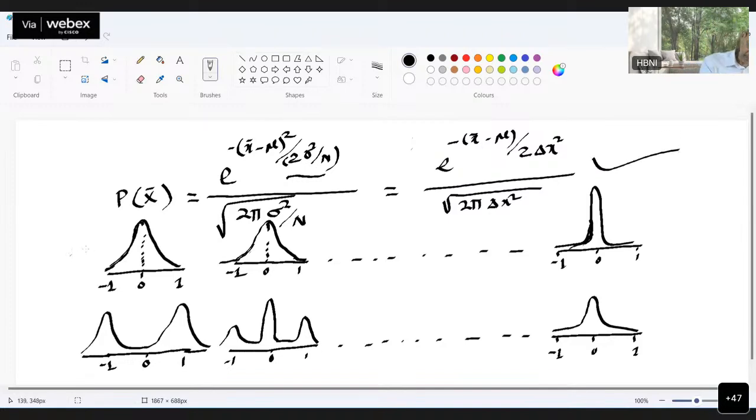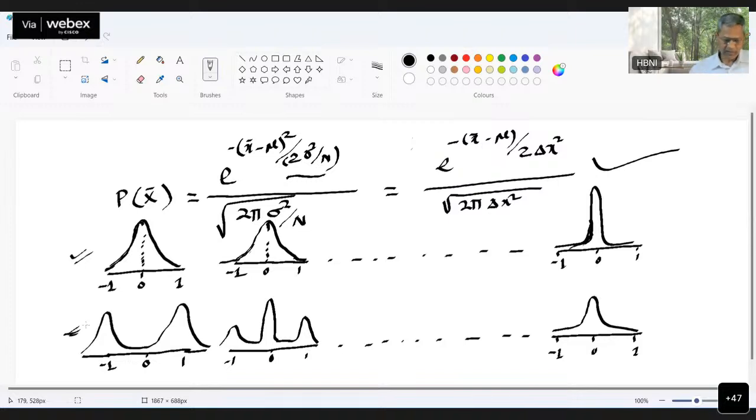So whatever may be your initial distribution, it may be 2 peaks or 1 peak or many peaks, but when you make multiple measurements and you want to plot the mean of those values, then you will see it will always be a normal distribution. And the more measurements you do, the more sampling, the narrower your width will be. That means your uncertainty on your mean value determination will go on decreasing. So that is the information we want to drive home.